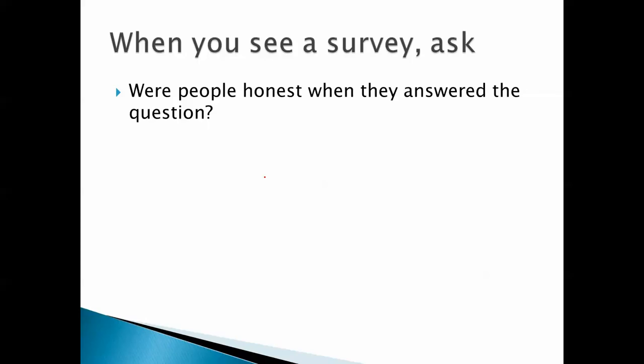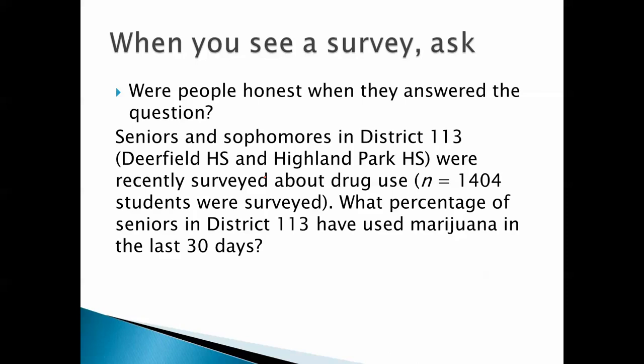When you see a survey, ask, were people honest when they answered the question? Here's an example. Seniors and sophomores in District 113 were recently surveyed about drug use. The question is, what percentage of seniors in District 113, that's Deerfield High School, Highland Park High School here near Trinity, what percentage of seniors have used marijuana in the last 30 days? Care to guess what the response was? 33% said yes. So 33% said they had used marijuana in the last 30 days.